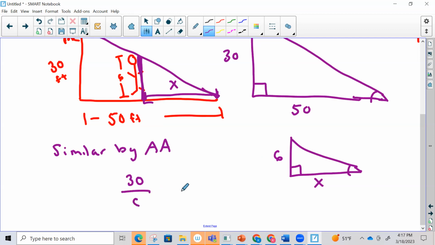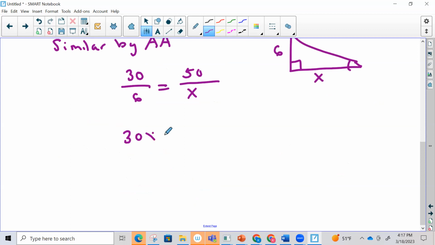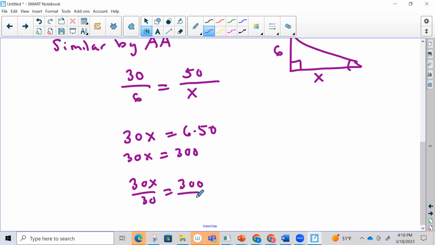I'm going to create a proportion again to find my missing side. So 30 over 6 has to give me the same scale factor, the same ratio as the lengths of the shadows or how far the person is from the shadow. So that would be 50, which I'm going to put on top because it goes with 30, and X. And now I can cross multiply this. So I get 30x equals 6 times 50. So 30x equals 300. And then to solve this, I divide by 30. And x is equal to 10 feet.